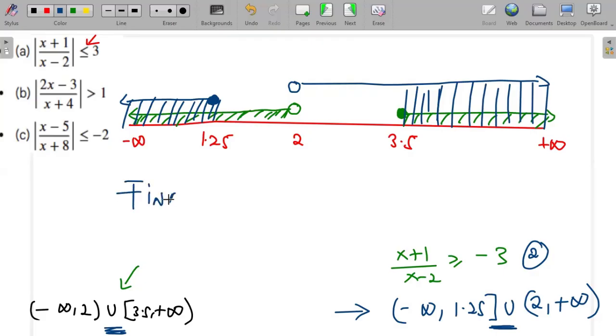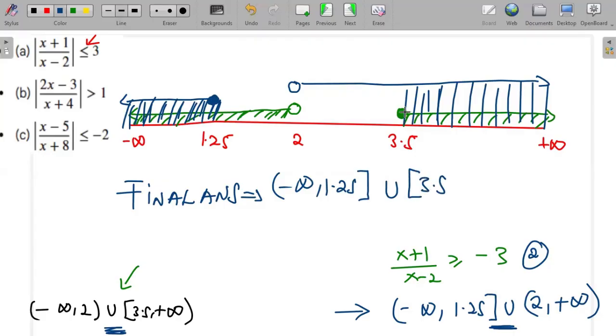So the final answer, you now write it in terms of an interval. The part where we have the blue and the green is from minus infinity all the way to 1.25, included. And then union, we're starting at 3.5 here. The 3.5 is included in the green and the blue as well. And then comma, positive infinity. So that's the final answer that we get.